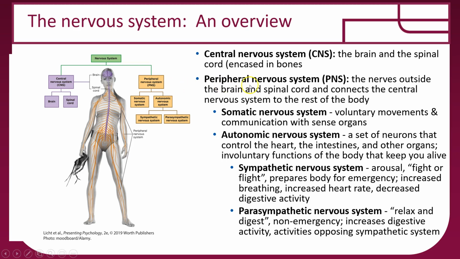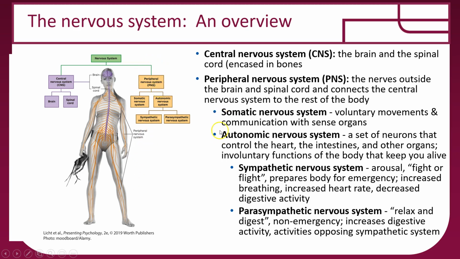The peripheral nervous system are all the nerves outside the brain and spinal cord that connect your central nervous system to the rest of your body. As you can see here in orange, these are all the other nerves that go everywhere, to your fingertips, to your toes, all throughout your body, right? How do you feel something when you touch it with your hand? It's because you've got nerves in your hand. All of those other nerves are called the peripheral nervous system.